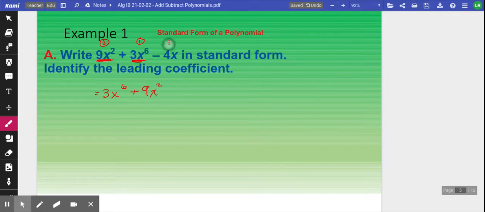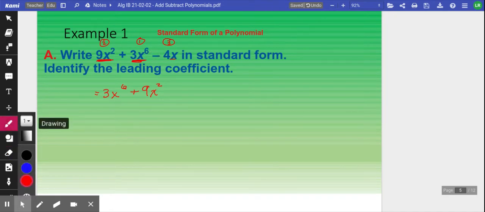And last but not least, we have the degree 1. It's 4x. Oh, sorry, excuse me, negative 4x. Do not forget about that negative. So this would be negative 4x, and that would be our standard form. Again, as we do our problems, we are going to be doing that every single time. We always put our final answer in standard form.